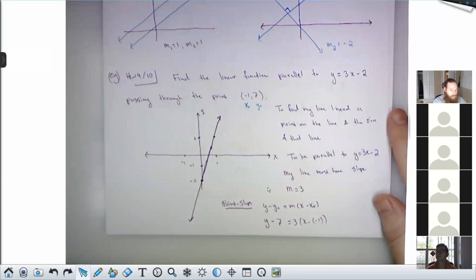And again, if we wanted to, we could put this into the slope-intercept form, y equals mx plus b, but it's not necessary. Any questions on how we did this, or how we would find a perpendicular line if we needed one?